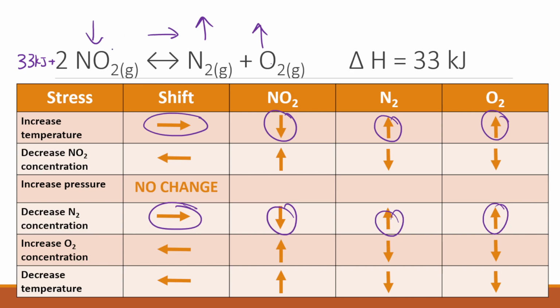Because a shift to the right means that the forward reaction is happening faster than the reverse. We are using up our NO2 faster than we make it. We are making N2 and O2 faster than they are being used up.